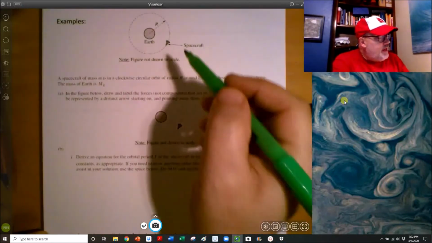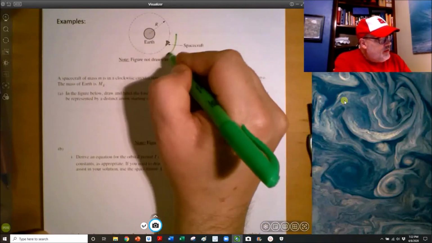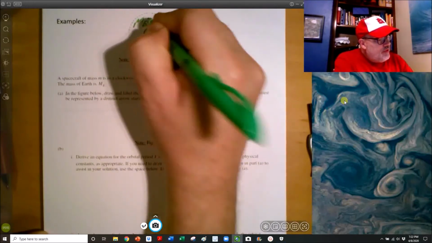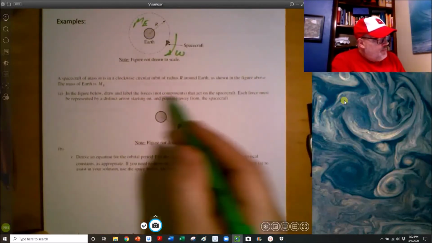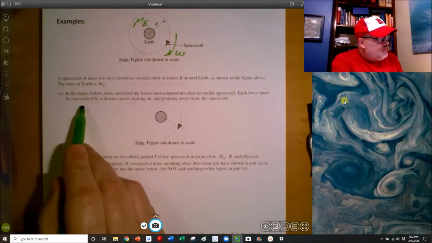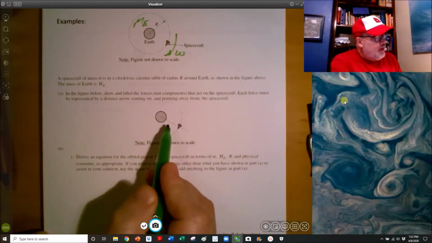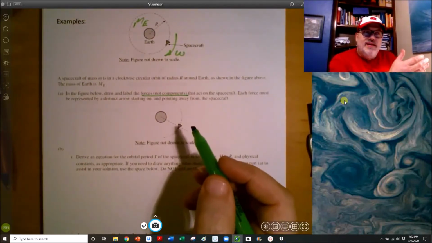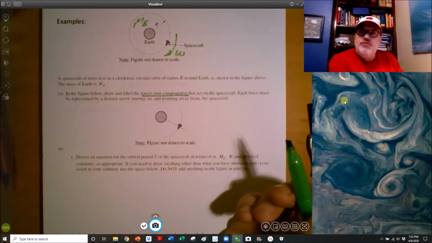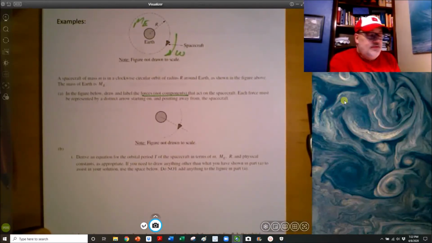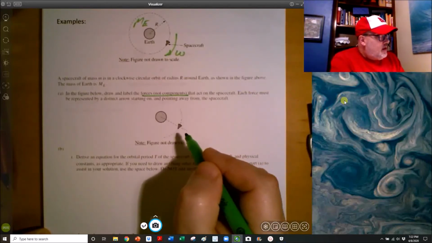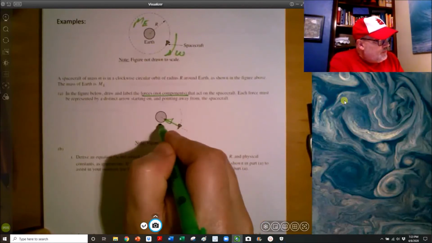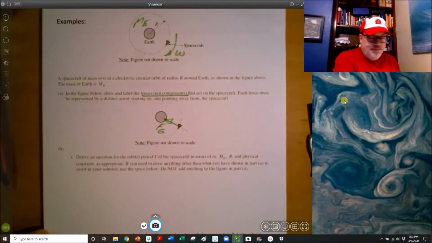In this one, we have a spacecraft in orbit. It's going around clockwise like this. There's a radius r, and the mass of the Earth is M_E. In the first part of the problem, it asks to draw the forces acting on the spacecraft. Do not draw components, it says. So they don't want any X or Y components. They just want the actual forces. Now, it's going in a circle, so there has to be a force towards the center, and our only force is the force of gravity, and that's it.